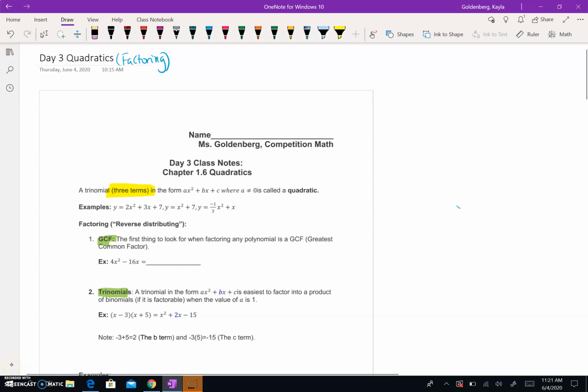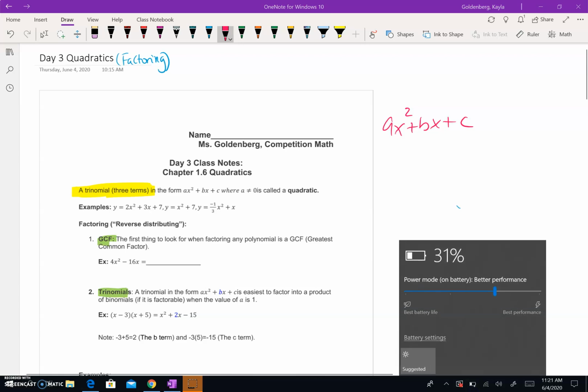Continuing with our day 3 content, we're going to now move from distribution to factoring. We're specifically going to look at factoring quadratics, and using that vocabulary, what that is referring to, a quadratic is a trinomial with 3 terms, and it comes in the form of ax squared plus bx plus c, specifically where a is not 0.